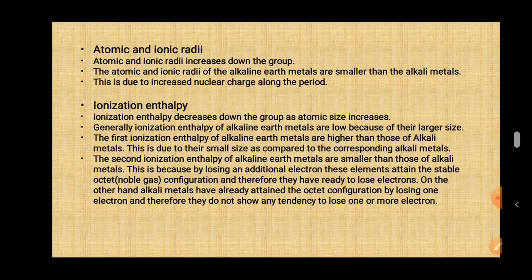The next properties, atomic radii and ionic radii. Here also, like alkali metals, the ionic radii or atomic radii of alkaline earth metals increase down the group. Why does it increase down the group? Based on the electronic configuration.